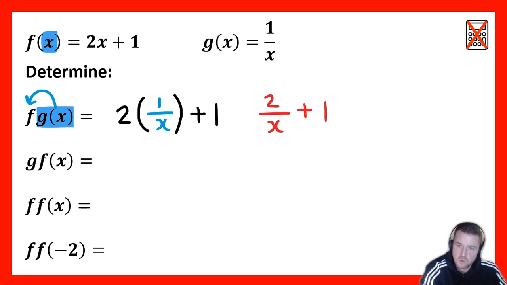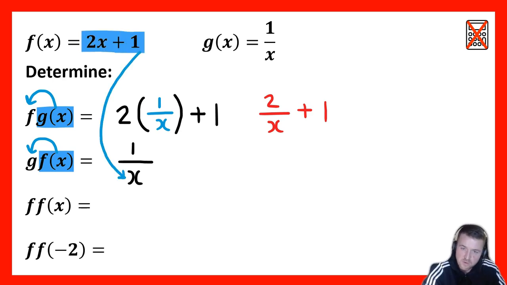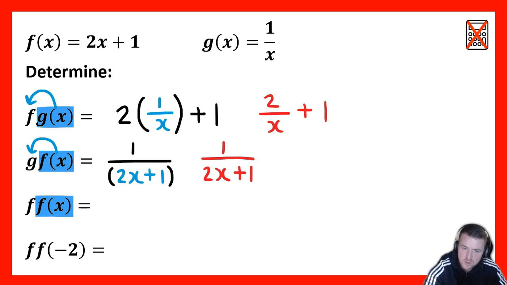over x plus 1. For the next question, I'm starting off with f of x and substituting this into the function of g. So where we had 1 over x, we will replace x with the function of f, which is 2x plus 1. And this won't simplify any further, meaning that my final answer would just be 1 over 2x plus 1. For the third question, we're substituting the function of f into the function of f.